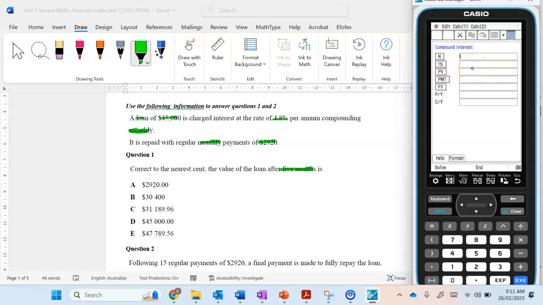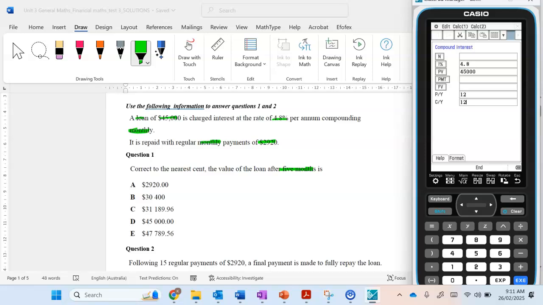All right, so as we read the question, we can fill in our financial solver, instead of going through N and locating, do it as we read it. So we've got a loan of $45,000. All right, so that's our principal value. And it's positive because it's money coming to us. It's charged at an interest rate of 4.8%. So 4.8 is there per annum compounding monthly. Now remember the last two numbers are going to be the same, so 12 and 12.